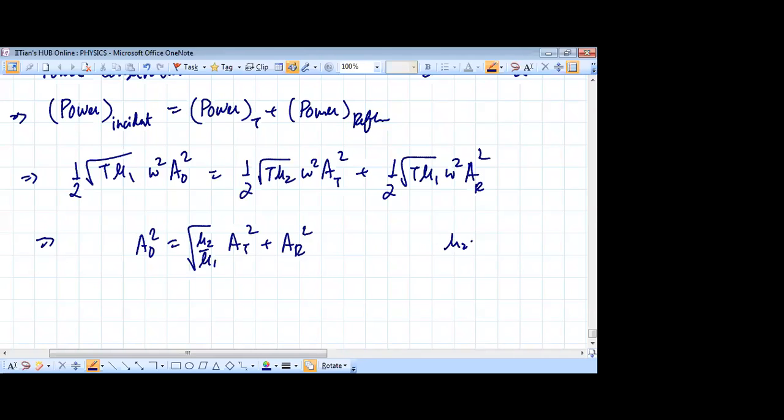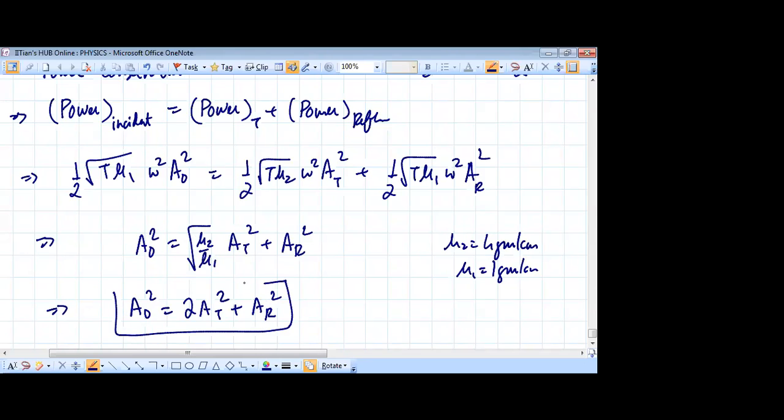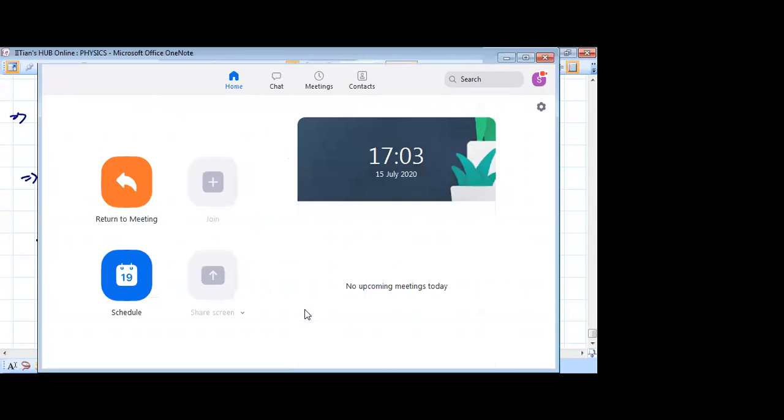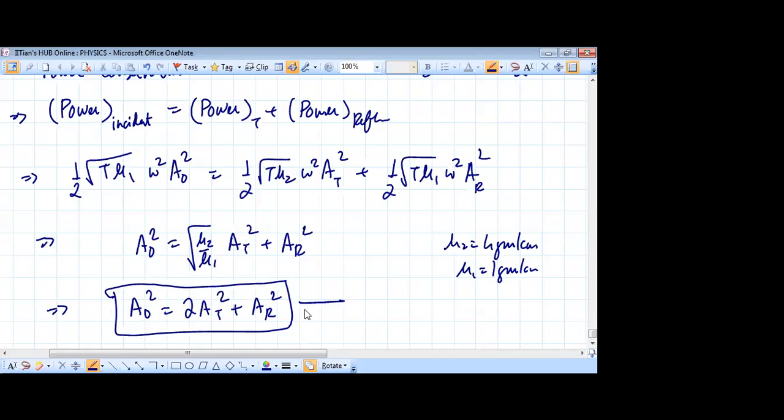So in this case, mu2 was 4 gram per centimeter, mu1 was 1 gram per centimeter. So this ratio then becomes 2. So the first equation that we get is E0 square is equal to 2 times E transmitted square plus E reflected square. So this is equation 1. Now we are going to require a second equation also to find out the two unknowns.